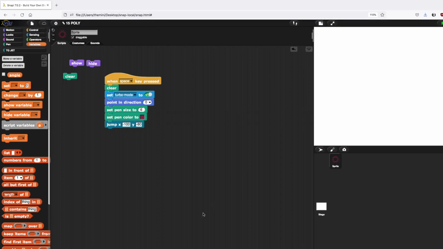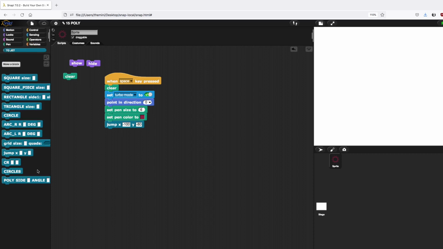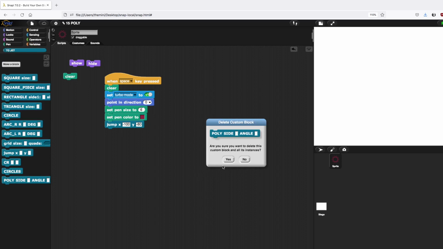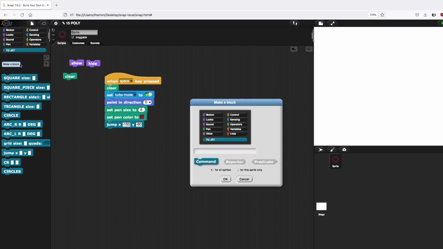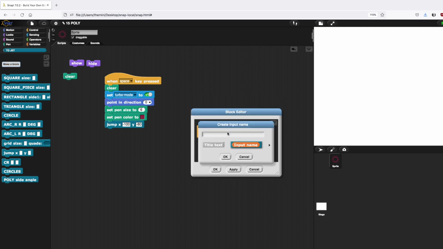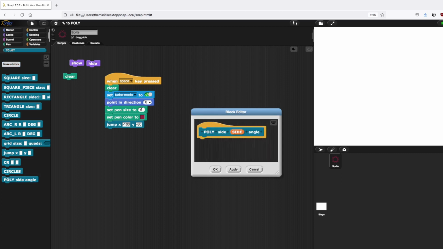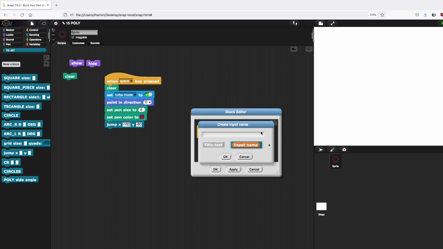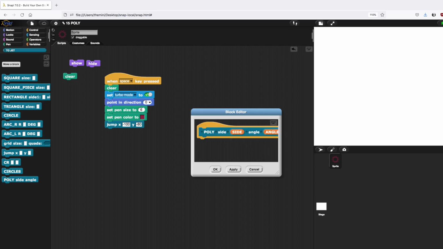So now I think I will show you how to do the polygon, because we use polygons for so many nice things, and it would make sense for us to have it. So I'm going to make a new block. I'm calling it poly, and we need a side length and we need an angle. So I'm going to write SIDE here in capital letters and ANGLE here. Voila.